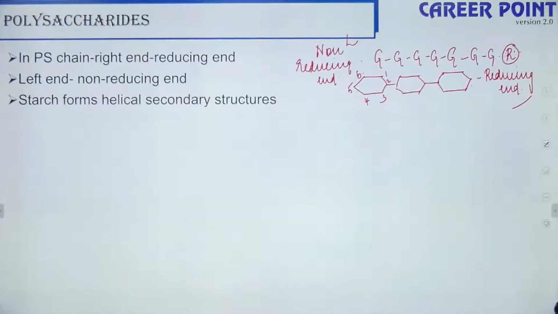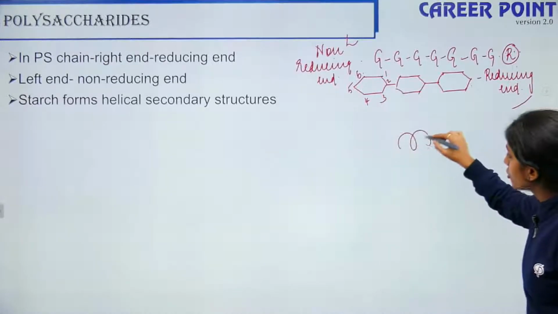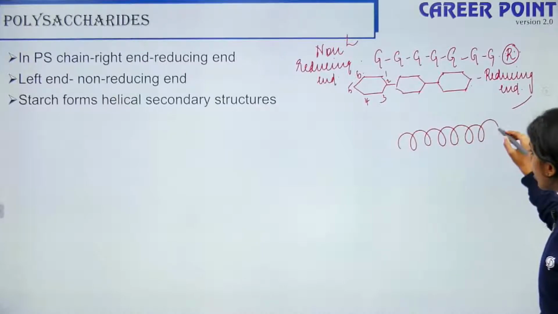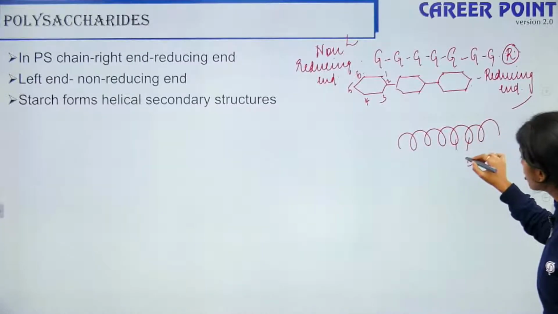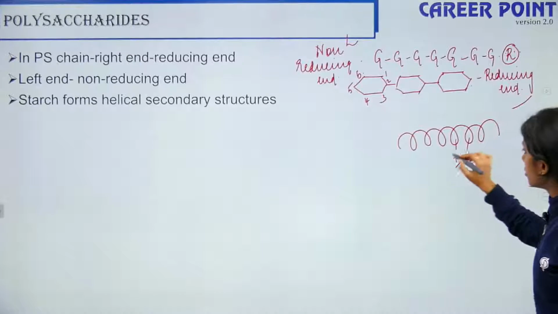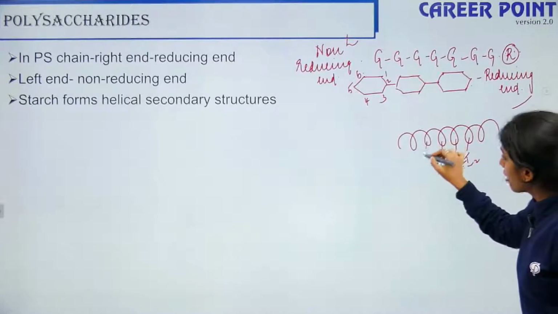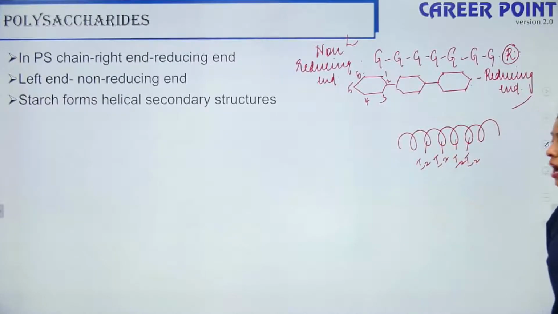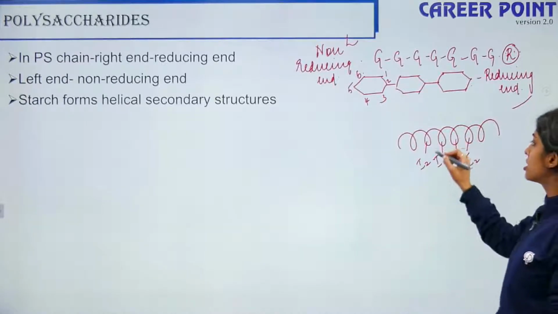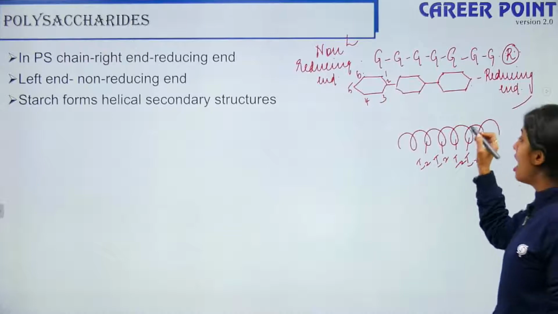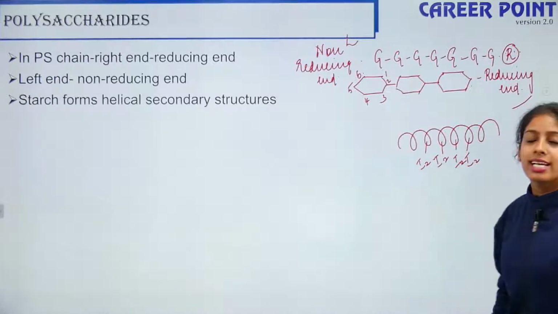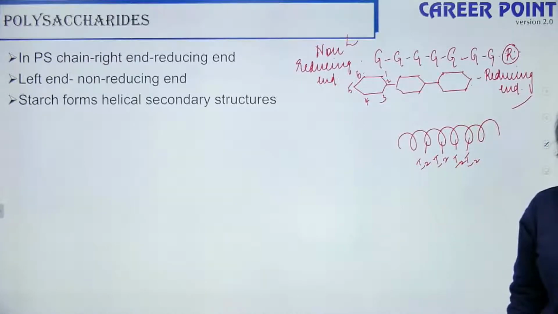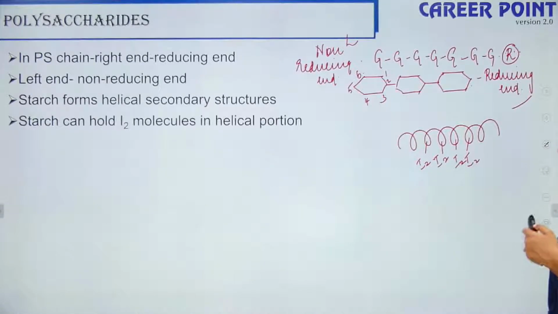So starch forms helical secondary structure, meaning starch has a structure like this. In this helical structure, it stores iodine. So that is why to test the presence of starch, you use iodine, because starch has a helical structure and in between these helices, it can store your iodine. So that is why you use iodine to test starch.